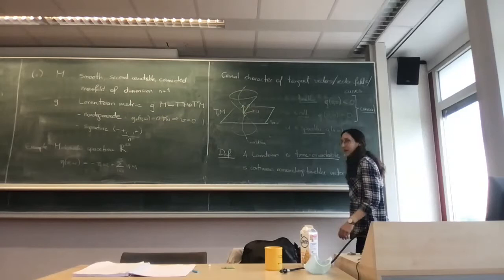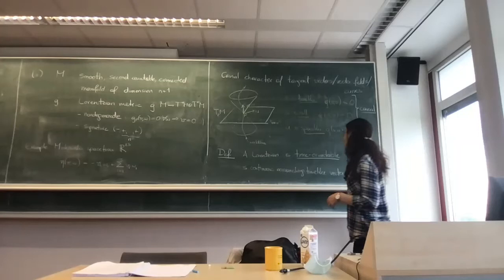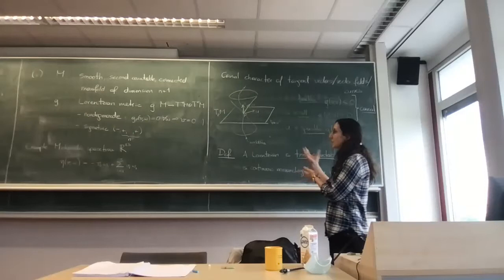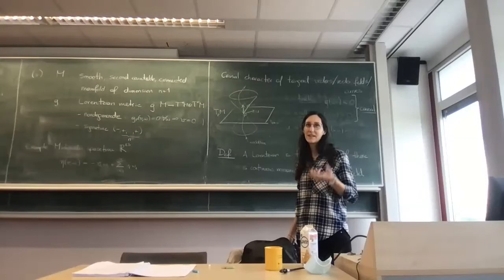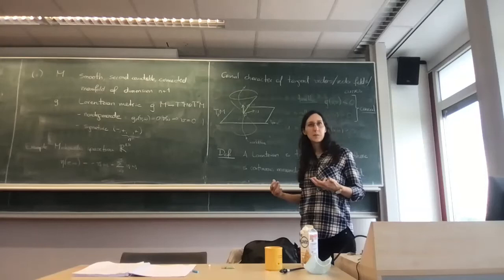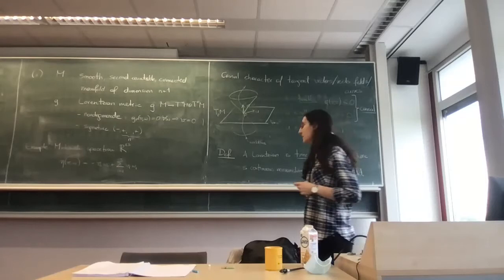The first question that you may have is, well, do such structures always exist? Or how rare are they? And that's one major difference already to Riemannian geometry, that every manifold can be equipped with a Riemannian metric, even a complete one. But not every manifold admits a Lorentzian metric. So that's more special. And even fewer, of course, are time-orientable.